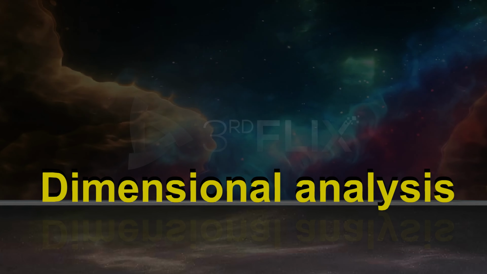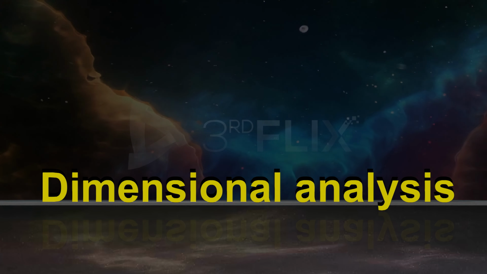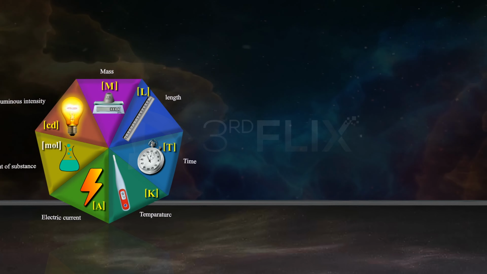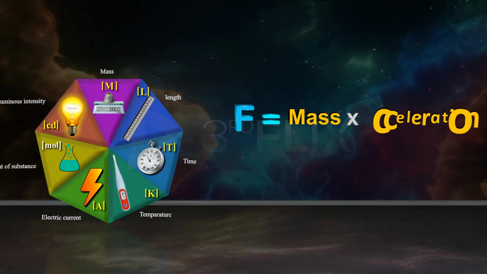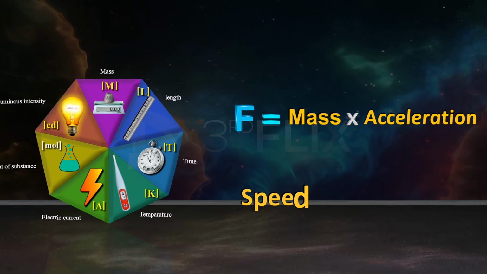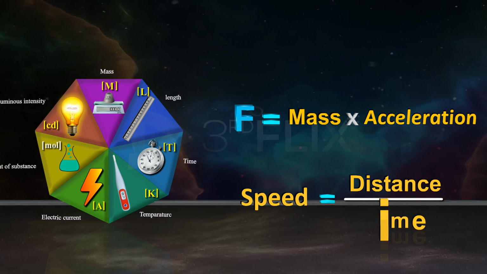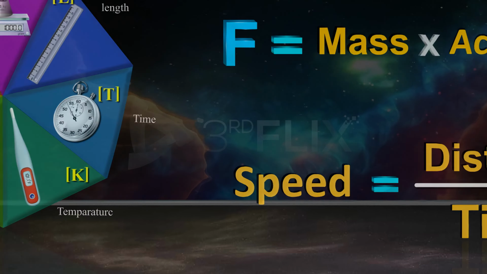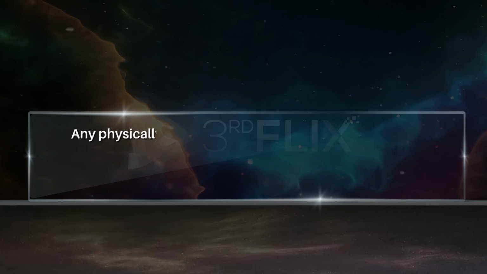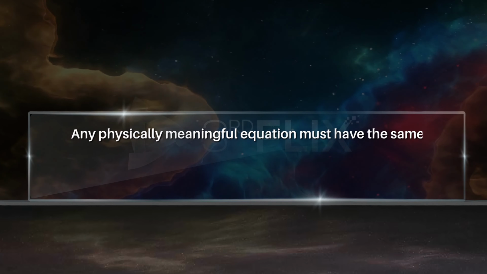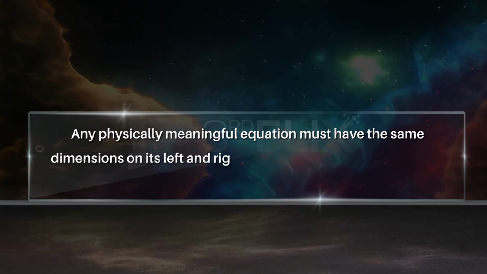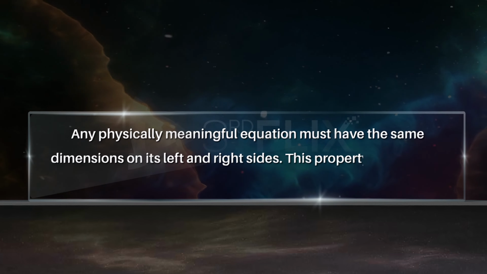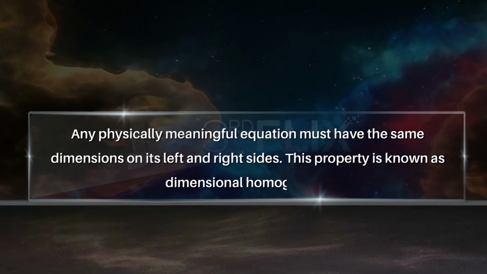Dimensional analysis. In the study of physics, the relation between various physical variables is often expressed in the form of an equation or an inequation. Any physically meaningful equation must have the same dimensions on its left and right sides. This property is known as dimensional homogeneity.